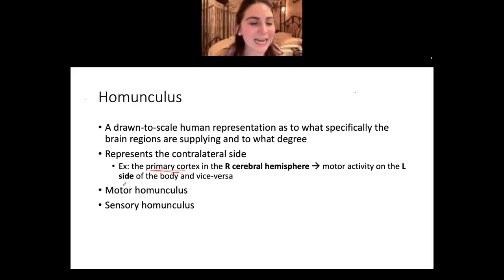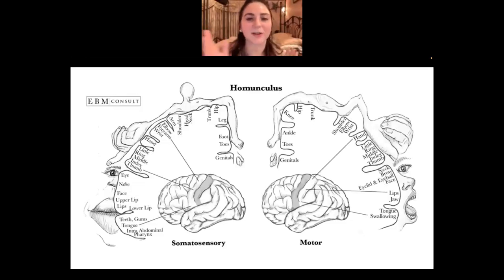Very, very, very important. And then there are technically two homunculi. There's a motor homunculus and a sensory homunculus, but they are basically the same thing. I have both of them, but they're basically the same drawings. It's just, this is for motor, this is for sensory. And hopefully you'll see what I mean.